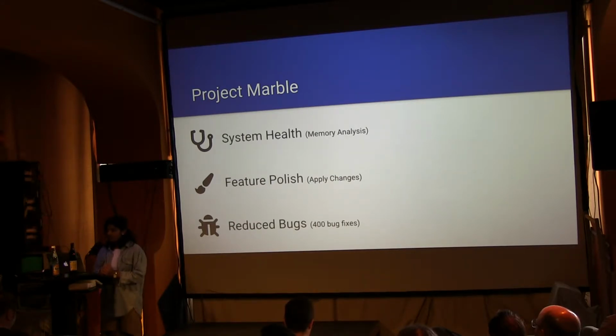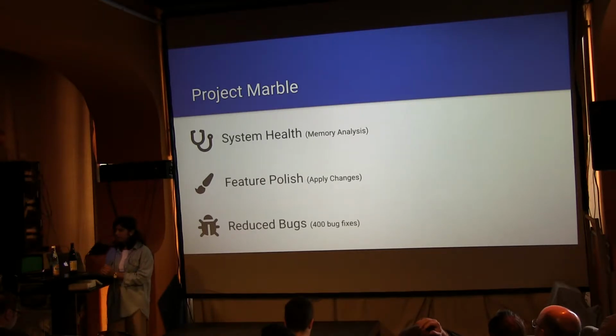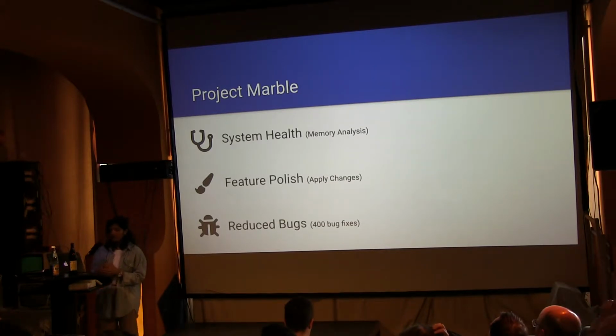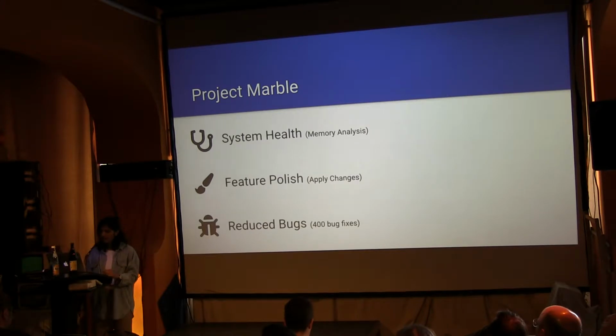So the main focus was system health, which meant mostly memory issues, heap analysis, and some performance-based fixes. Secondly, it was feature polishes. One of the important ones that was pushed was Apply Changes, as in Instant Run was completely replaced by Apply Changes. We can talk about that later. And thirdly, they were trying to reduce bugs, and they apparently fixed 400 bugs. So yeah, I think that's good news for us in some way.